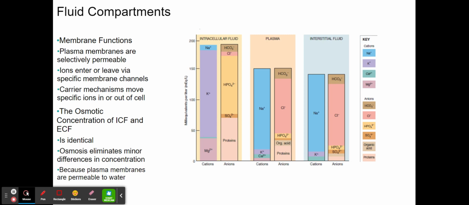If the plasma membrane were freely permeable, diffusion would continue until these ions were evenly distributed across the membrane. But it does not, because plasma membranes are selectively permeable. Ions can enter or leave the cell only by specific membrane channels. Also, carrier mechanisms move specific ions into or out of the cell. Despite the differences in the concentration of specific substances, the osmotic concentrations of the ICF and the ECF are identical. Osmosis eliminates minor differences in concentration almost at once because most plasma membranes are freely permeable to water.